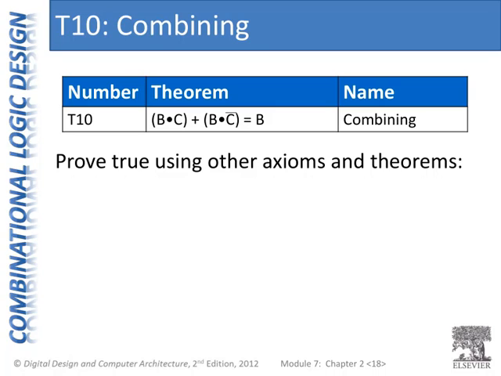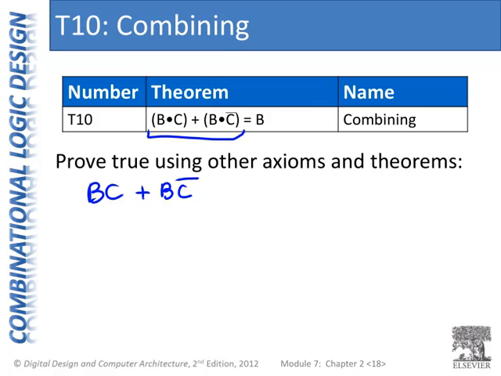Okay, so let's look at the combining theorem. We can do this same thing that we did before. We can use axioms and theorems to show that this left-hand side can be manipulated to look exactly like the right-hand side. And how do we manipulate them? Well, using other axioms and theorems. Okay, so let's start with that left-hand side again. B and C, or B and C bar.